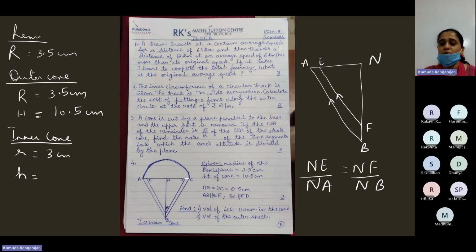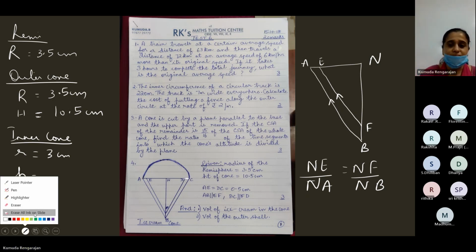So you can use this proportion, substitute the known values and find the unknowns, and hence answer the questions. We just want the values of R and H. Once you have them, you can answer these questions. I'll just show you the answer. Please understand and then write down.